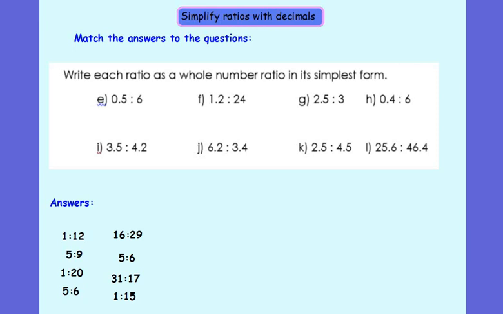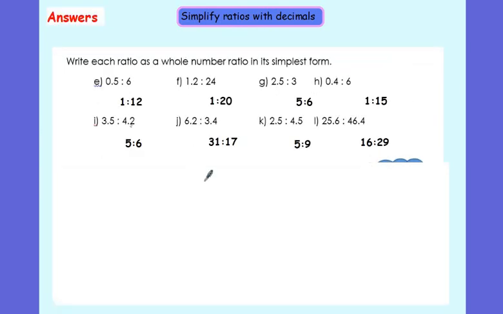And then can we pause the video, and in your light blue books, can you simplify each of these ratios for me, remembering to start off by multiplying both sides by 10 to get rid of that decimal place. The answers are down at the bottom, so match your answer to each question. Pause the video for 10 minutes and do these now. And here's my answers. Please check your work and see how you did.